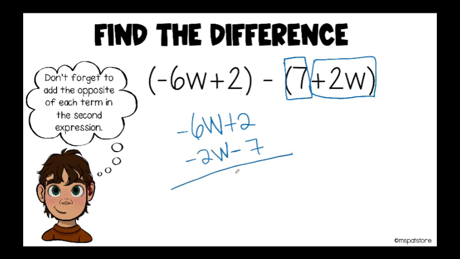Now I'm ready to proceed. Positive 2 and negative 7 is basically a subtraction because they have different signs. So I need to subtract and keep the sign of the greatest absolute value. In this case, it will be negative 7. So positive 2 and negative 7 is negative 5. Negative 6w and negative 2w have the same signs, which means that I need to add them and keep the sign that they have in common. 6 plus 2 is 8. So this is negative 8w because I need to keep the same variable.